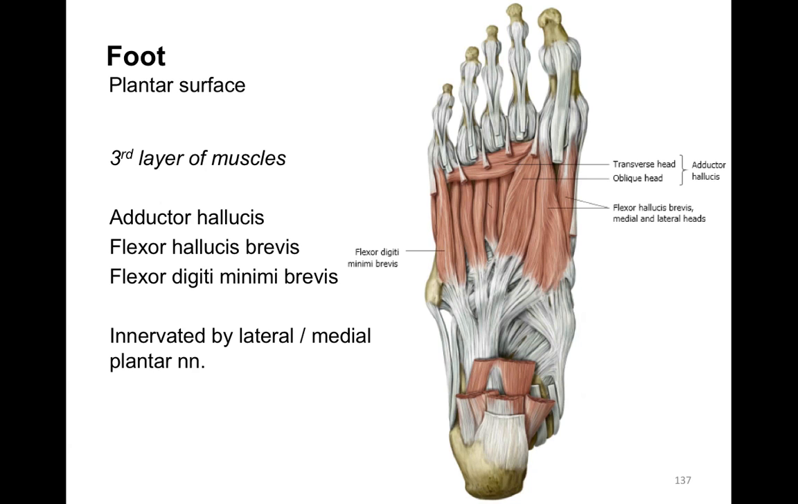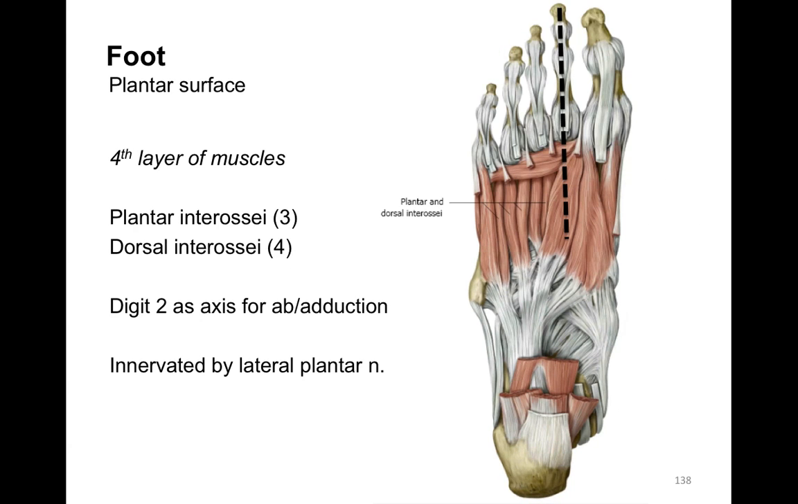Now moving deeper to the third layer of muscles, we will find the adductor hallucis, which has an oblique and transverse head, along with flexor hallucis brevis, which has a medial and lateral head, and the flexor digiti minimi brevis. These muscles are innervated by either lateral or medial plantar nerves. And lastly, the fourth layer of muscles, consisting of the 3 plantar interossei and 4 dorsal interossei muscles.